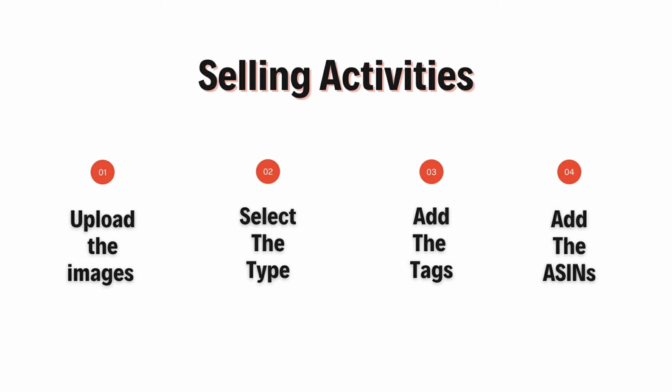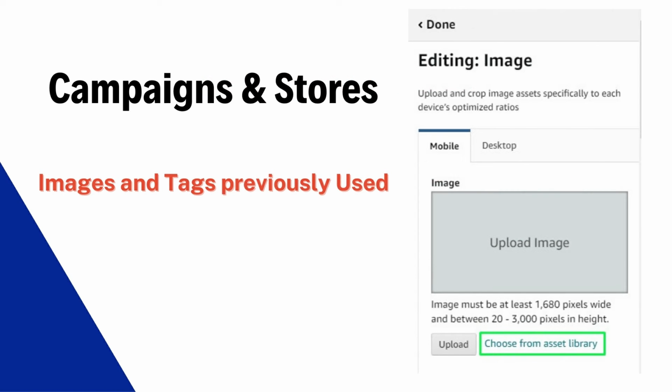Then how can you use that and where are they used? They are used in campaigns and the stores. Basically, images and tags which are previously used can be accessed through this asset library. When you are creating an Amazon store, you can use this to have the images from the already stored asset library. Here you can see that.